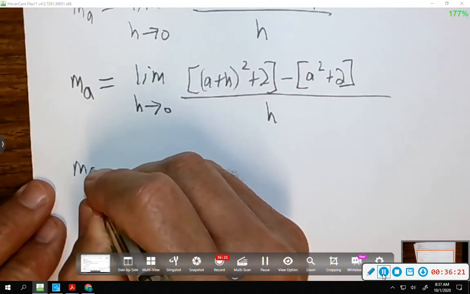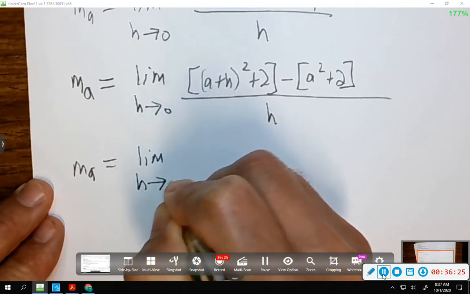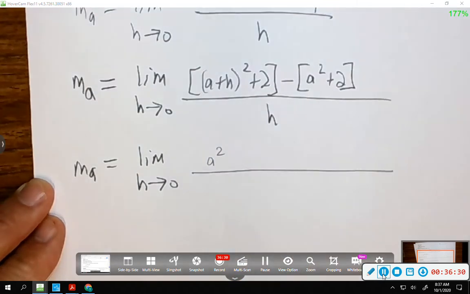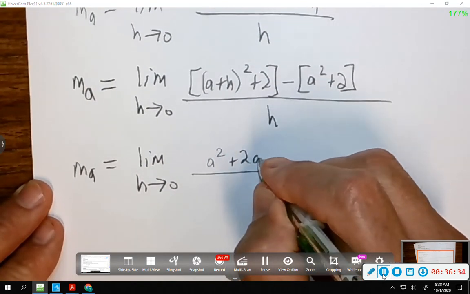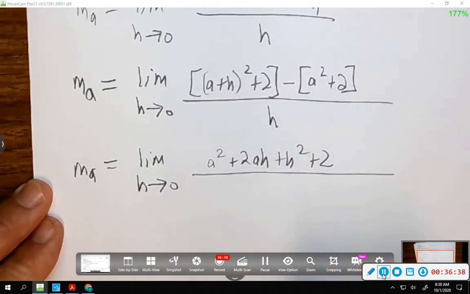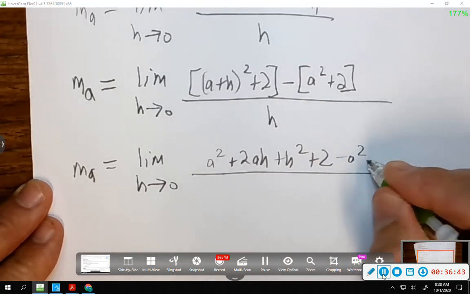The limit as h approaches 0. When I FOIL this, first is a squared. Outer is ah, inner is ah. That is 2ah plus h squared plus 2. I might as well distribute the negative sign, minus a squared minus 2 all over h.